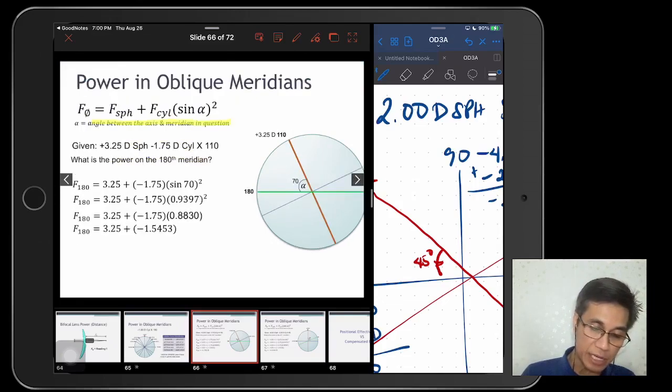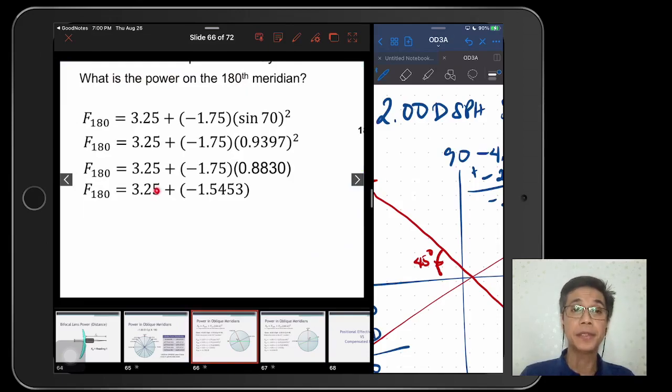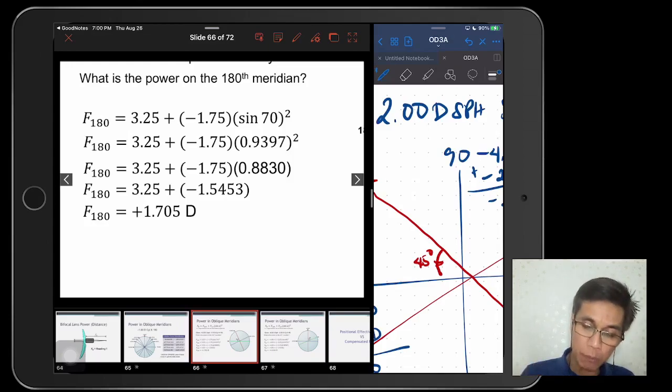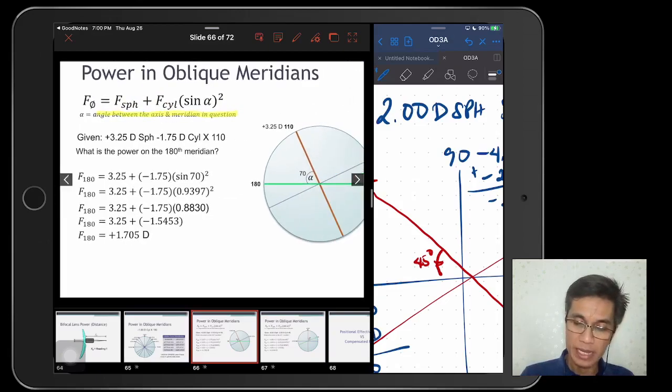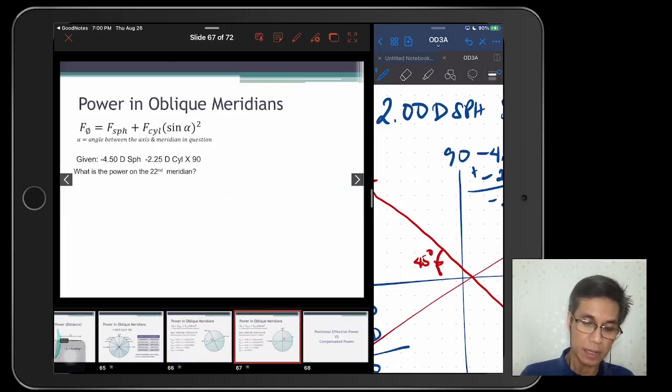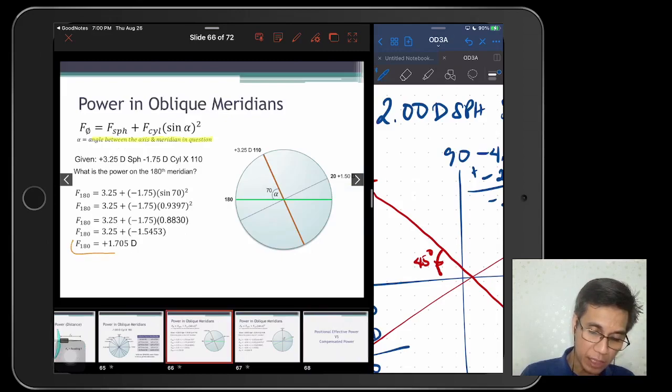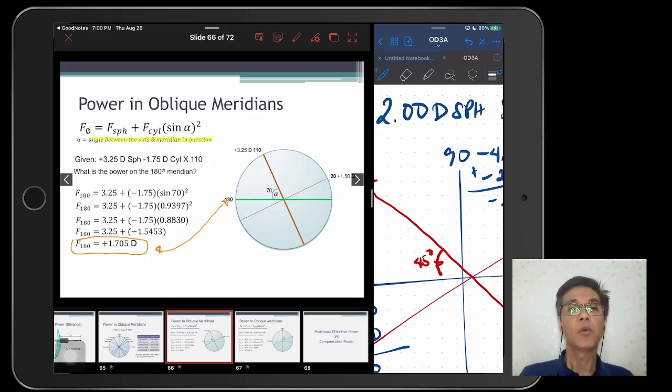Now, you are ready to add the 3.25 with minus 1.5453. And the answer will be plus 1.705 diopter. So, ang power daw sa may 180th meridian natin, okay, the power on the 180th meridian is plus 1.705 diopter. Okay? Do we need to add any other component?